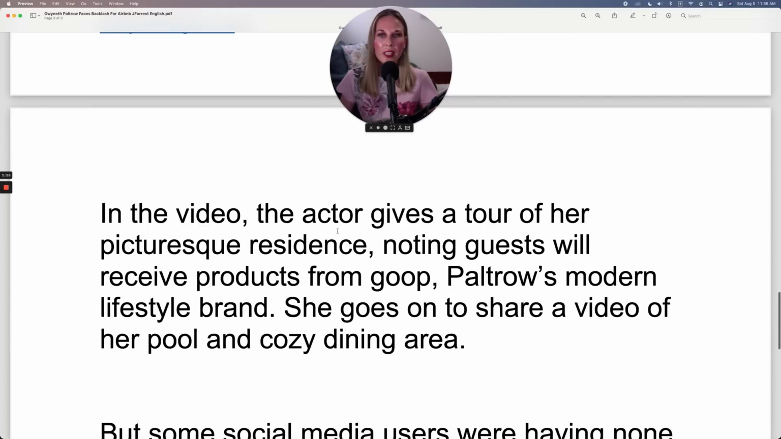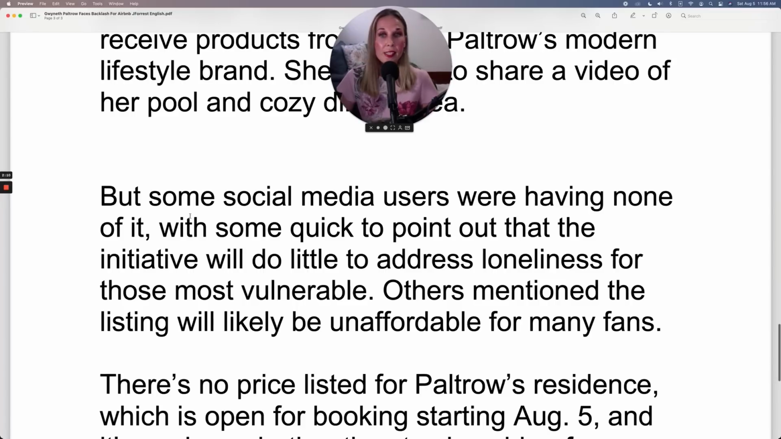In the video, the actor gives a tour of her picturesque residence, noting guests will receive products from Goop, Paltrow's modern lifestyle brand. She goes on to share a video of her pool and cozy dining area. But some social media users were having none of it, with some quick to point out that the initiative will do little to address loneliness for those most vulnerable. Others mentioned the listing will likely be unaffordable for many fans.